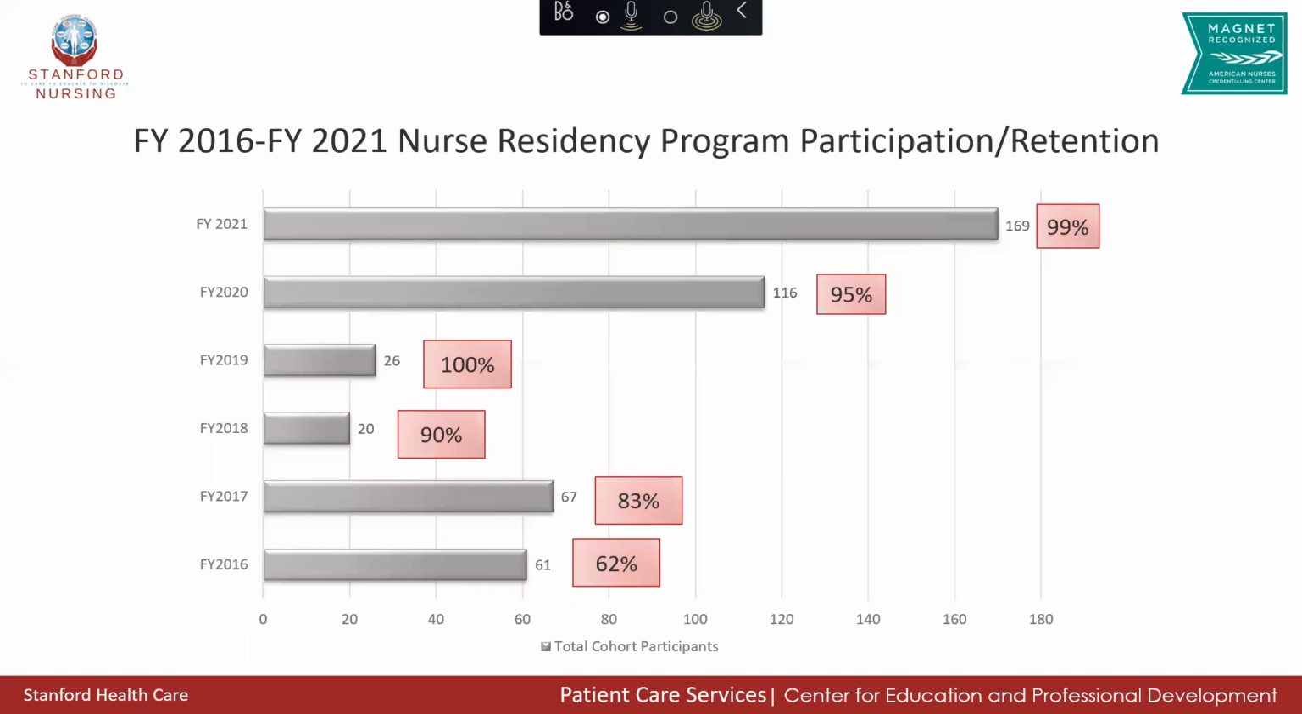The other thing we're really excited about is our retention is holding. So as much as we want to recruit you into our organization, we also want you to stay within an organization and grow within our organization. And we're happy to say that we've maintained above the 80th percentile since fiscal year 2017.